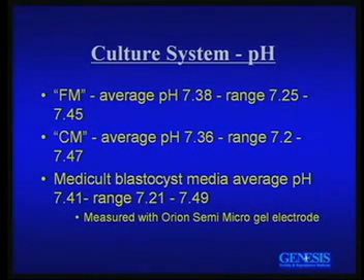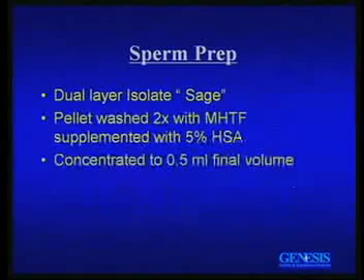The average pHs of our media in both systems for the FM was around 7.38. There was a range from 7.25 to 7.45. In CM, 7.36. The range was 7.2 to 7.47. And the blast media, the average was 7.4 with a range of 7.2 to 7.49. These are all measured with an Orion microgel electrode.